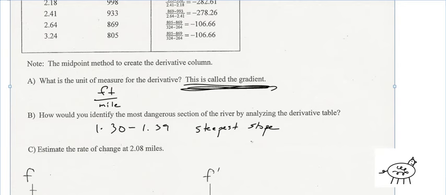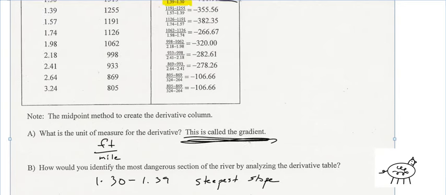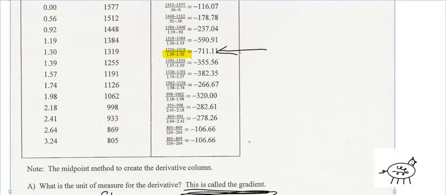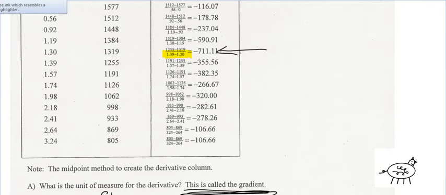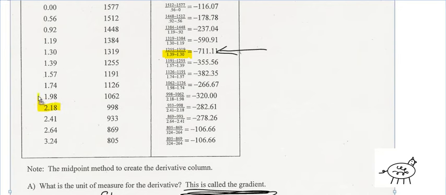All right, and then I have a last question here. It says estimate the rate of change at 2.08 miles. Well, I go to 2.08 and it's somewhere between 2.18 and 1.98. Okay, so it's going to be somewhere between those two values. Do you guys agree with that? So if I want to estimate that rate of change, I'm going to use this value right here, between 2.18 and 1.98, which is this guy right here.